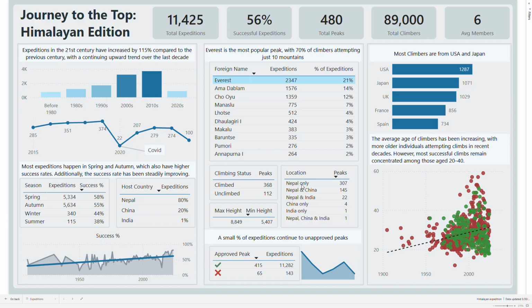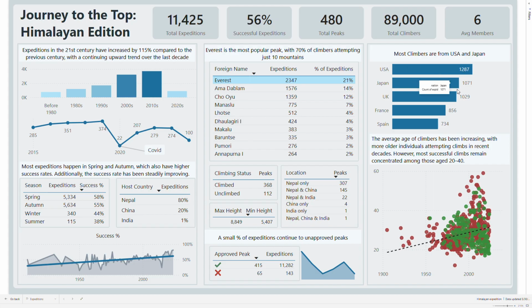And this talks about the location of the peaks. Out of the 480 peaks, only 415 are approved. The rest, 65, aren't approved, but that hasn't stopped people from exploring them. People are continuing to explore them.